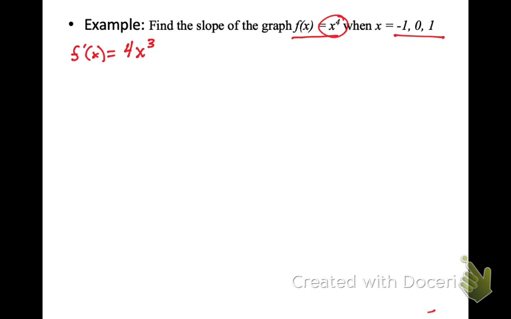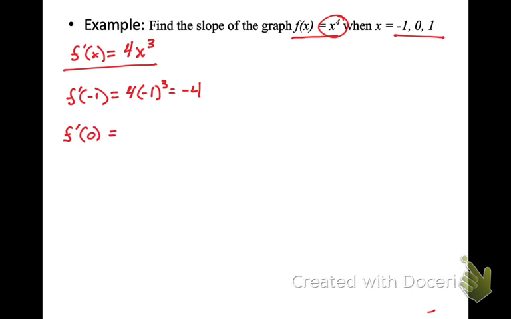Everyone follow? Yes. So now I have the slope of the tangent line, correct? The instantaneous rate of change. So f prime at negative 1 is 4 times negative 1 to the third, which is what? Negative 1 times 4, which is negative 4.